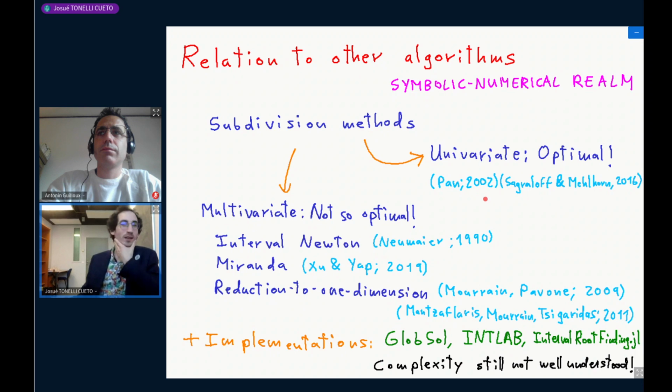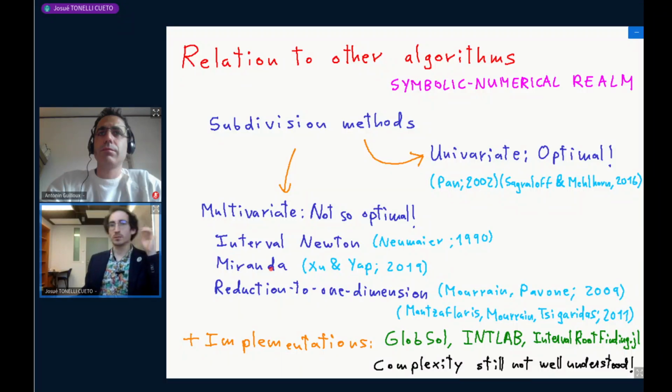These are optimal. You have the paper by Pan, and then you have maybe a more readable one, with almost identical bounds to Pan but slightly worse, by Sagraloff and Mehlhorn. And then in the multivariate setting, things are no longer so optimal. You have interval Newton, a lot of variants of Newton with intervals. You can find a lot of this in a book by Neumaier.